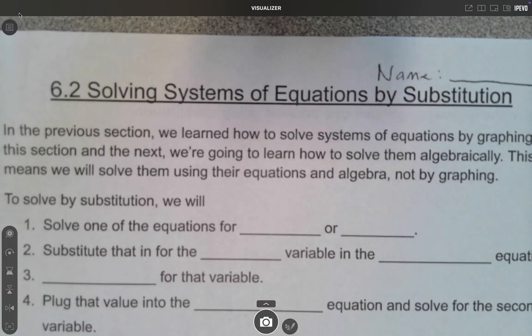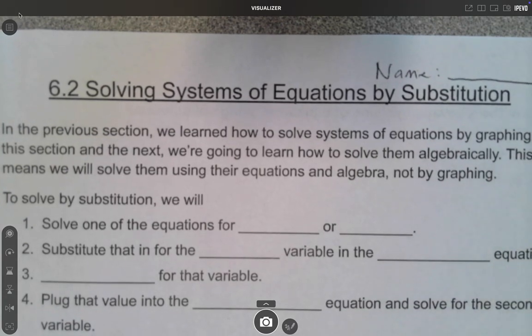So in the last section, we learned about systems of equations, and we learned how to solve them by graphing. Now today we're going to learn a different way to solve them. So it's still the same type of problems, just there's a different method we'll use in order to solve them. And it's called substitution. So we'll be doing equations and plugging things in and solving instead of graphing.